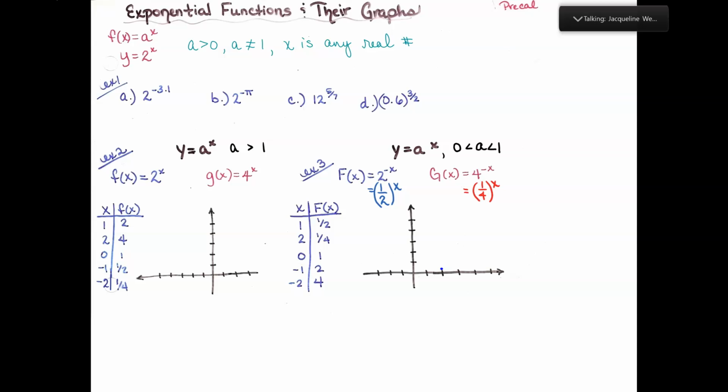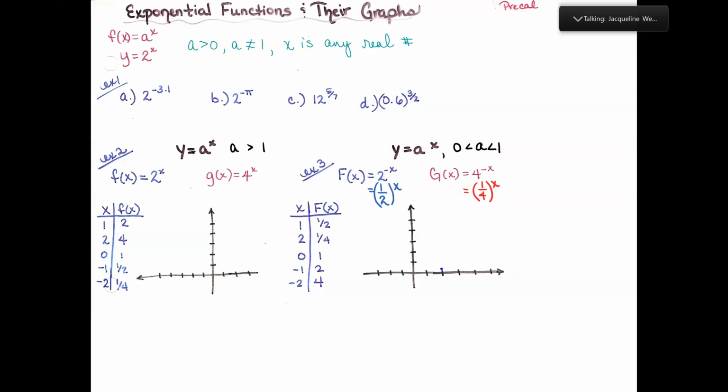What's 1 to the 1? What's 1 to the 2? What's 1 to the 3? What's 1 to the 4? So what will we get every time? 1. So if you graph 1, 1, 1, 1, 1, that's just a horizontal line. That's a constant, so that's not an exponential function. It's a constant function, so that's why we have to eliminate that.